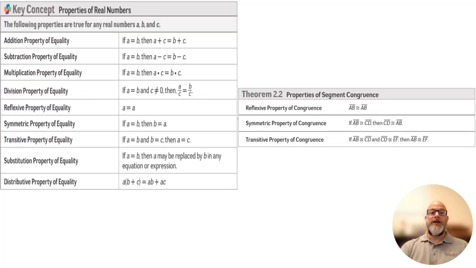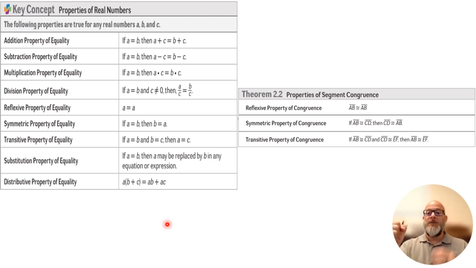All right, you recognize these. These are properties of real numbers, addition property of equality. If I have two numbers, A and B, I can add C to both sides. That's the addition property. I have two numbers, A and B, I subtract C from both sides. Subtraction property. A and B, I divide C on both sides. Division property, right? How about this one?